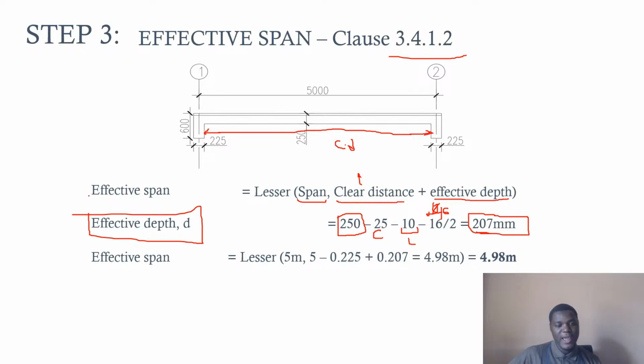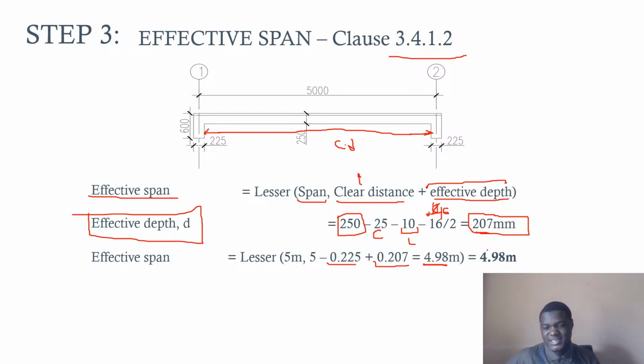So now to apply the effective span, the effective span will be the lesser between 5 meters or the clear distance. The clear distance is calculated from the center to center distance minus the size of the support. In this case, the size of the support is 0.225. So 5 meters minus 0.225 plus the effective depth using this formula. The effective depth is 207, but we convert it to meters, so we have 0.207. So at the end of the day, our effective span is 4.98.